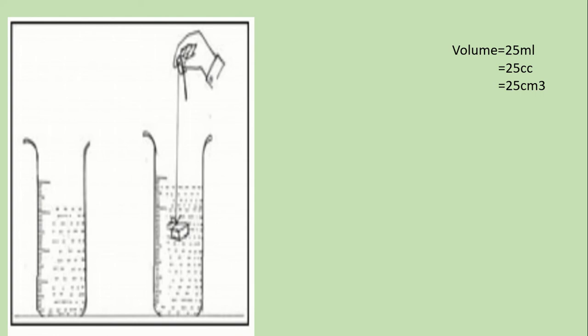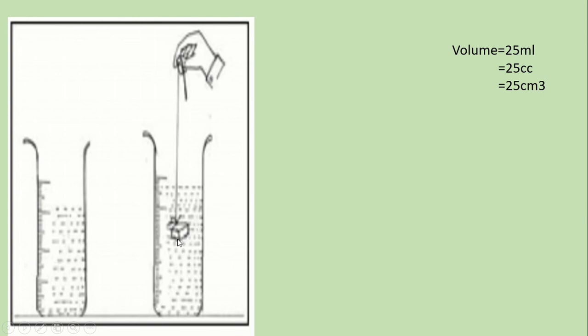When any object is submerged in water, then an amount of water is displaced, and the volume of that displaced water is equal to the volume of the object. So here also we can see the water level will rise, and we will mark that level. Okay, so the previous water level will be subtracted from this present water level, and the difference of the water level will be equal to the volume of the object.